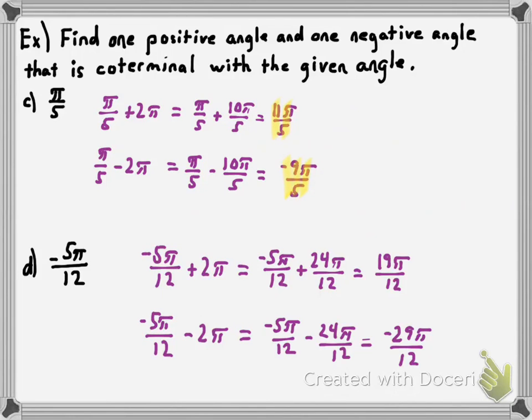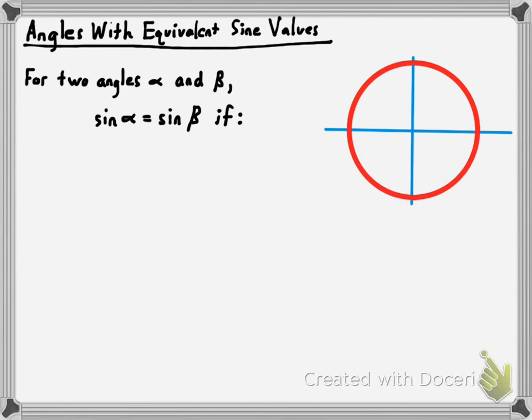And then you'll find that 19 pi over 12 and negative 29 pi over 12 are coterminal with negative 5 pi over 12. All right, great. So that's coterminal angles.